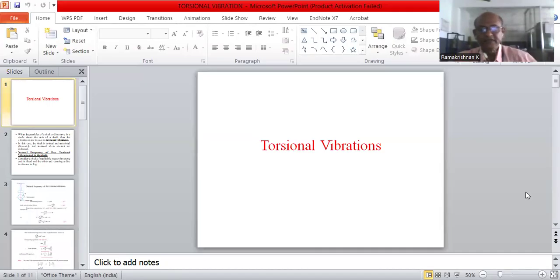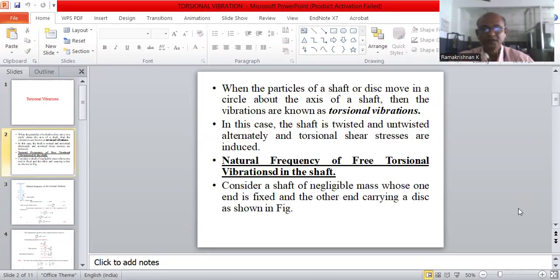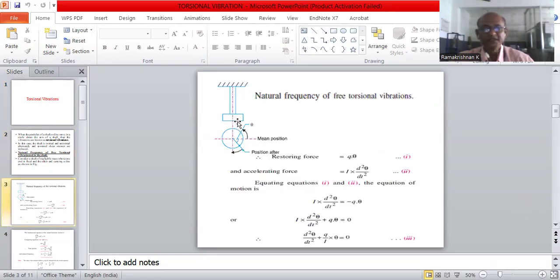In this session, let us have a discussion on torsional vibration. Consider a system of a shaft, one end of which is fixed and the other end carries a circular disc. Whenever the shaft is made to twist, the particles in the shaft or the disc may have a rotation in a circular fashion around the axis of the shaft. Here, the particles in the shaft are said to be under torsional vibratory motion.